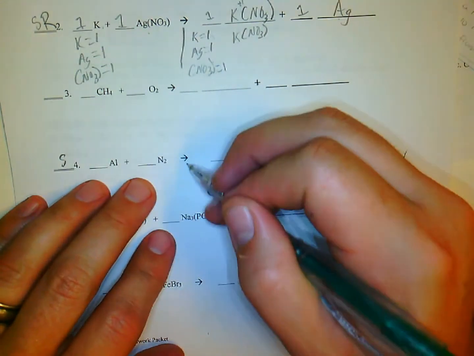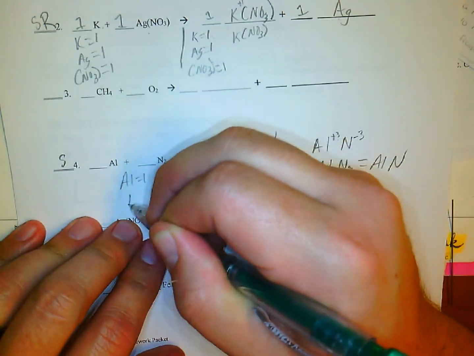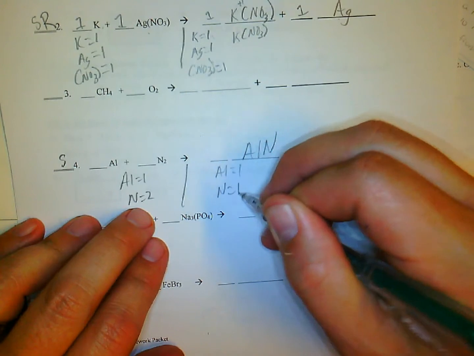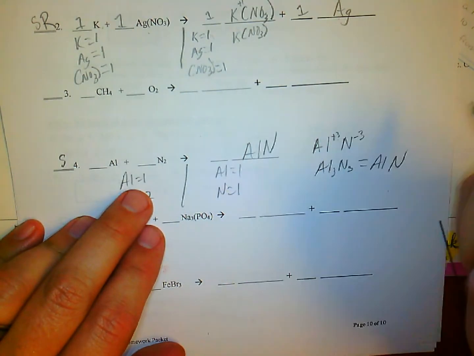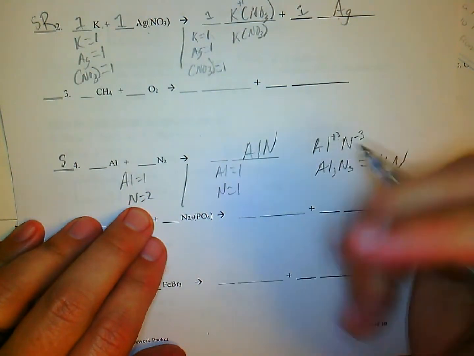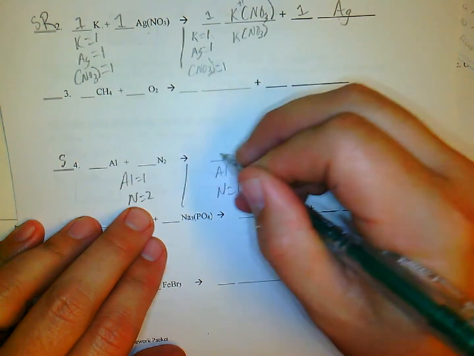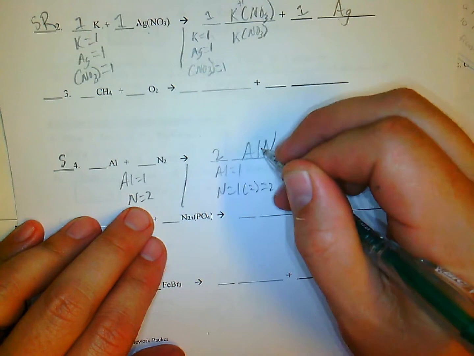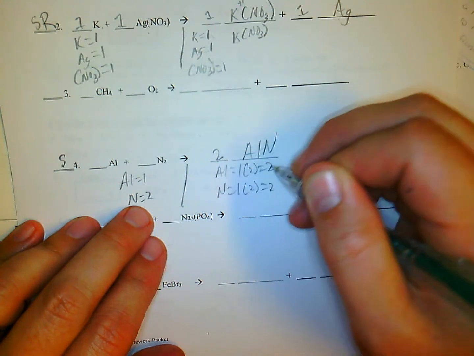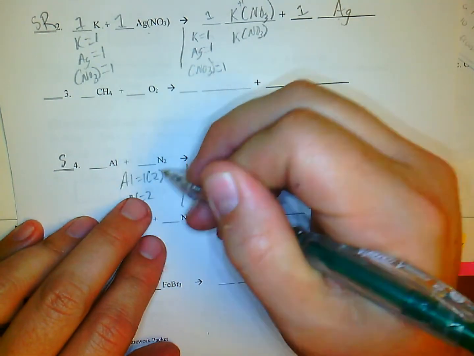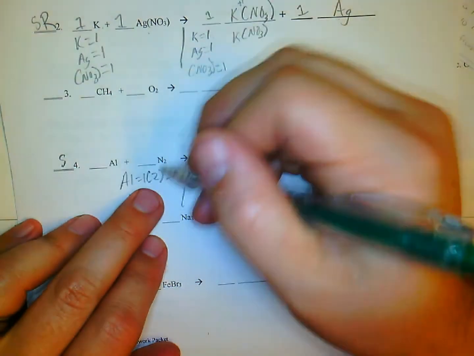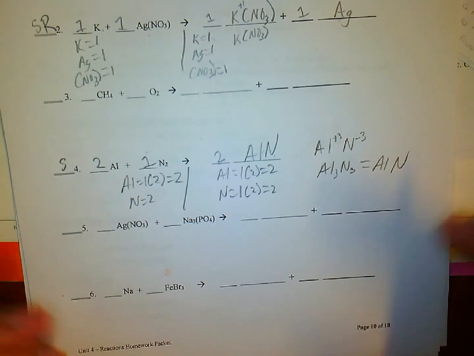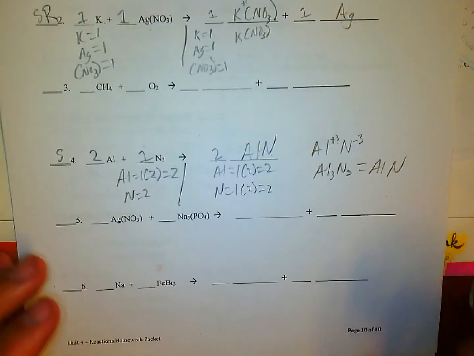Alright, so crisscross, you get Al3N3, reduce it, AlN. Remember, big A, little l, big N. Now, balance it out. Al is 1, nitrogen there's 2. Al is 1, nitrogen's 1. So aluminum's good, they're balanced. Nitrogen, no, not balanced. Well, multiply that by 2. Now, ping pong. Anything I multiply goes as my coefficient. It's balanced. I'm done. Okay, so there you go.